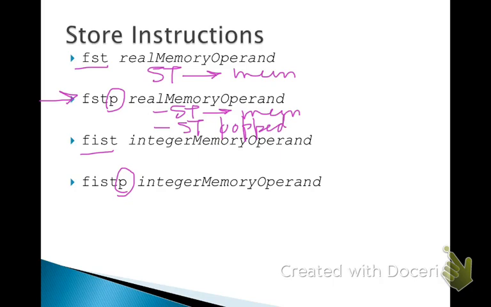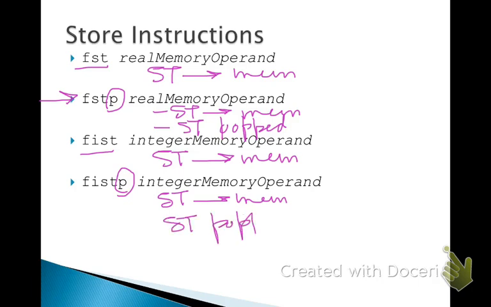In a similar manner, whatever is on the stack top, it's going to be demoted to an integer value and copied to memory. If I also want to pop stack top while I do that, I will use fi store. So this is integer store with popping. Stack top's going to go to memory, and then stack top is popped off the top.